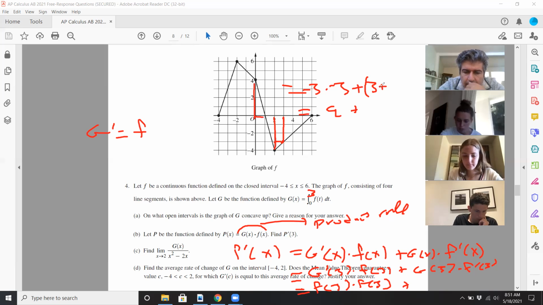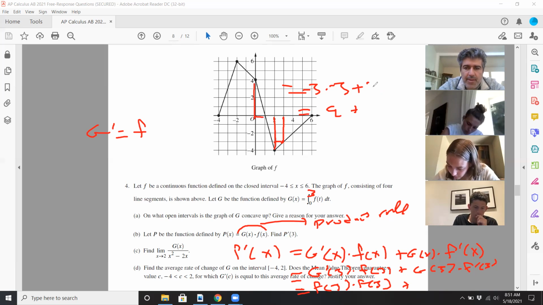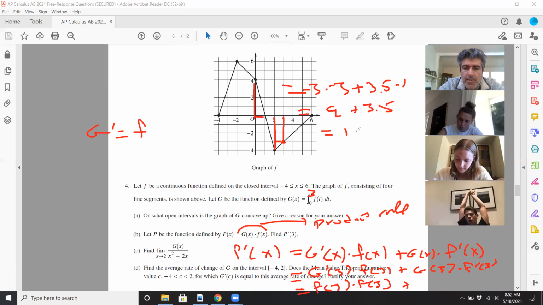plus half. Actually, count the squares. Each square is an area of 1. So that's going to be 3.5. So actually, let me just put 3.5. Times f prime of 3, which is just the slope at that portion, which is a slope of 1. So you should get 12.5 for that one.